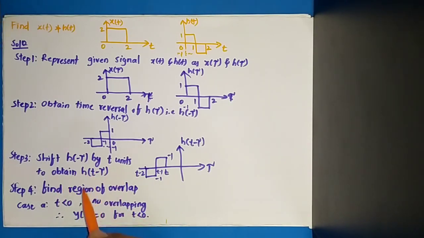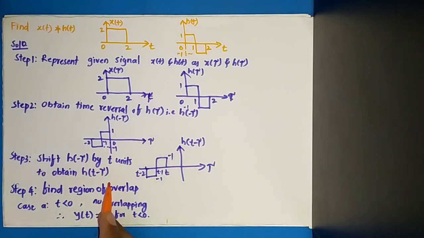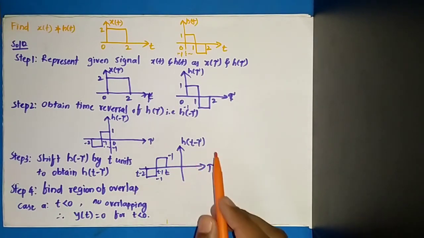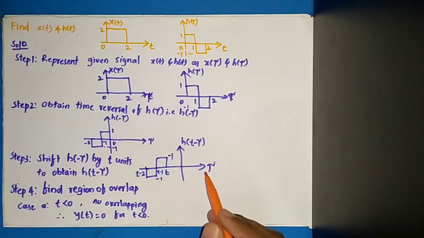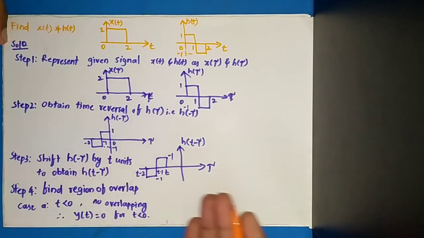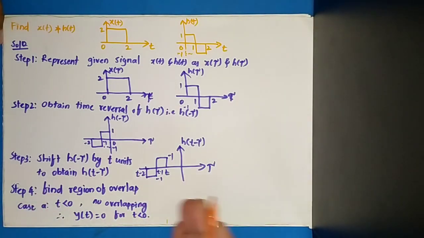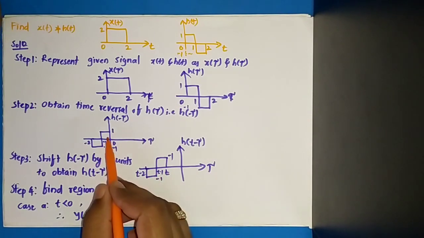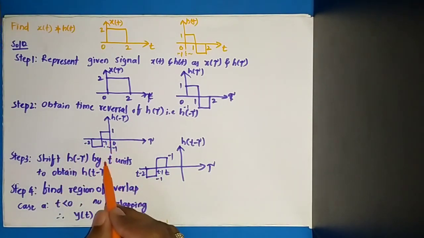Accordingly, we first shift it towards the left side, so that we can move h of t minus tau, or in discrete time h of n minus k, towards the right side step by step. We shift towards the left, and then with each iteration we move towards the right. That is how we calculate the convolution. Always remember it will be left shifted, which means the t units will be added.